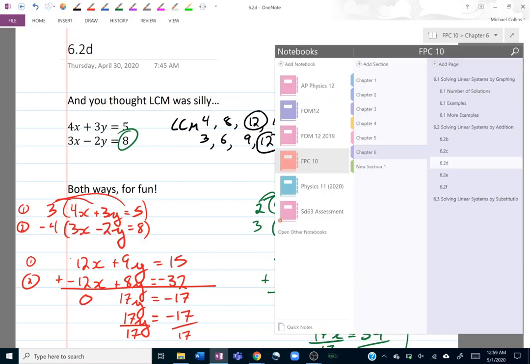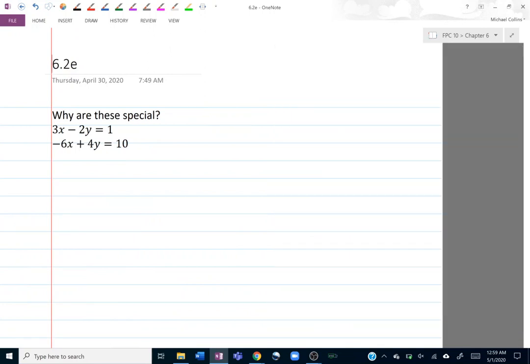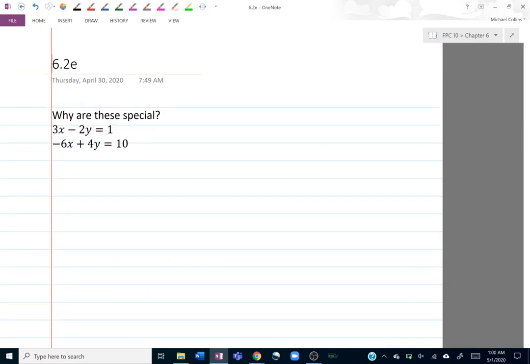Let's look at 6.2. I've got 2 more here. I'm only going to do these one way. I'm not going to get rid of both the variables this time. What I'm going to do, so it's just going to look a little bit more like a normal question.